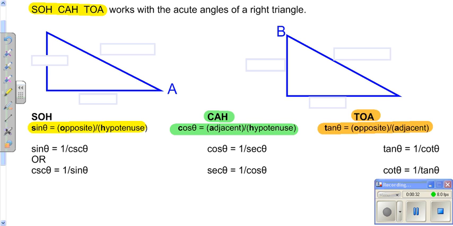Tangent is opposite over adjacent. Well, the right triangle trig only works if you have a right triangle. And here we have a right triangle with a right angle given to you in the corner. However, we also need to know, in the context of our triangle, what is the opposite side, adjacent side, and hypotenuse. Your hypotenuse is always opposite the right angle.